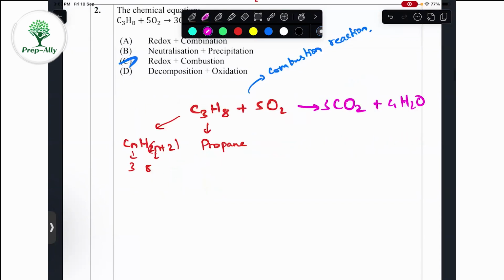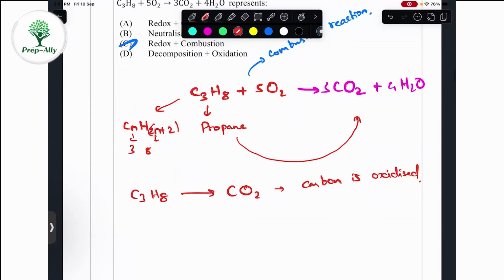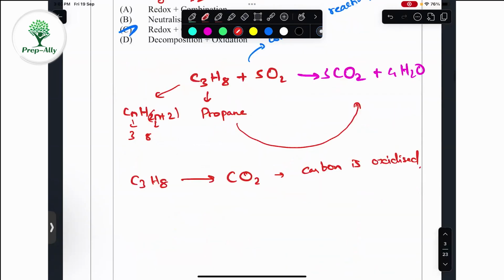Now what is happening to this propane? Propane is getting converted into CO2. So there is addition of oxygen. I can say carbon is oxidized, right? What about oxygen? Here it is in zero oxidation state, but here it is in -2 oxidation state by getting electrons from carbon.